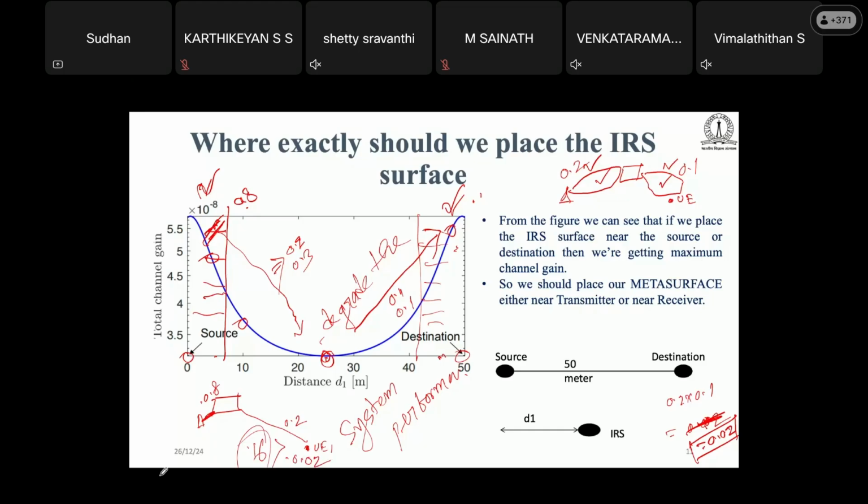But this is not a very good solution, because in this case you are bound to put your IRS either near to the source or near to the destination. But we'll find scenarios where we cannot put the IRS near to the source or near to the destination. Okay, so there are some other solutions.